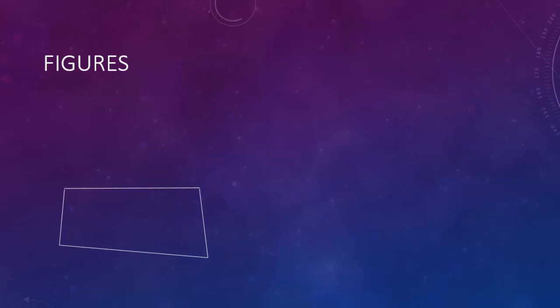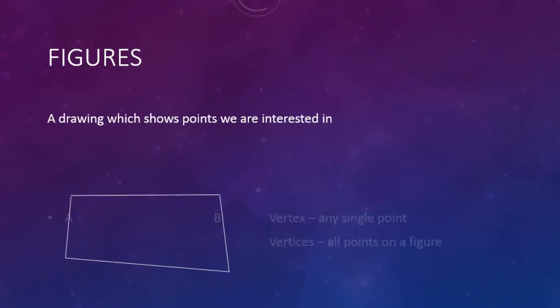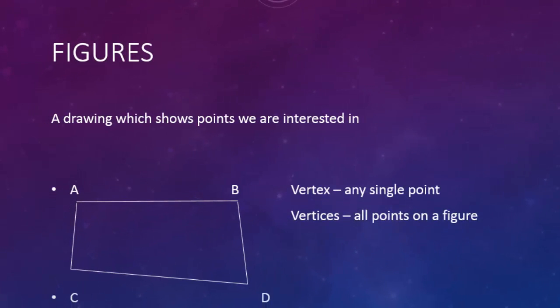A figure is a drawing which shows points we are interested in. This figure contains 4 points which have been labeled A, B, C, and D. These corner points are also known as vertices. A vertice is the plural of vertex, so point B is a vertex of a figure, while all the points would be the vertices of the figure.